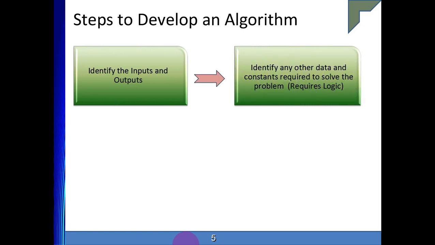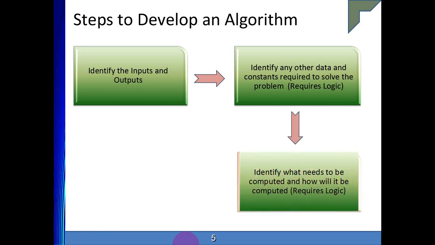Identify any other data and constants required to solve the problem. This requires the logic. Any other data that may be required or not. Let's take an example: if you want to find the average of three numbers. In this particular case, how many inputs are there? Three inputs. What is the output? It is the average. Is there any other data or constant that is required? Yes. If you want to find the average, what is the total number you are taking? That is three, which is a constant value.